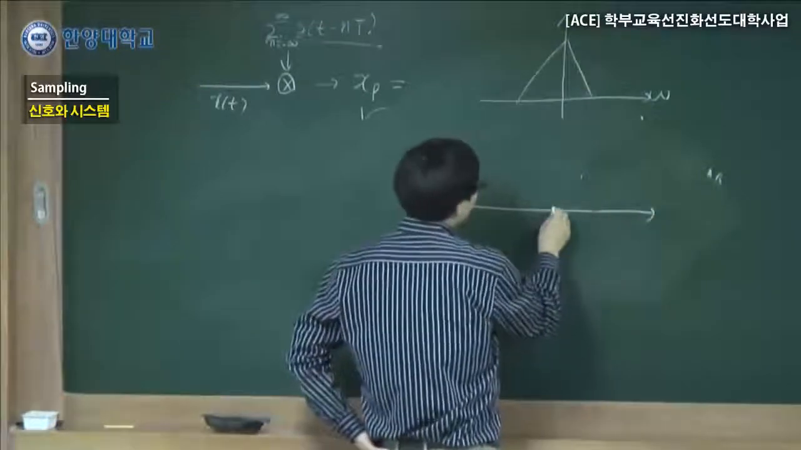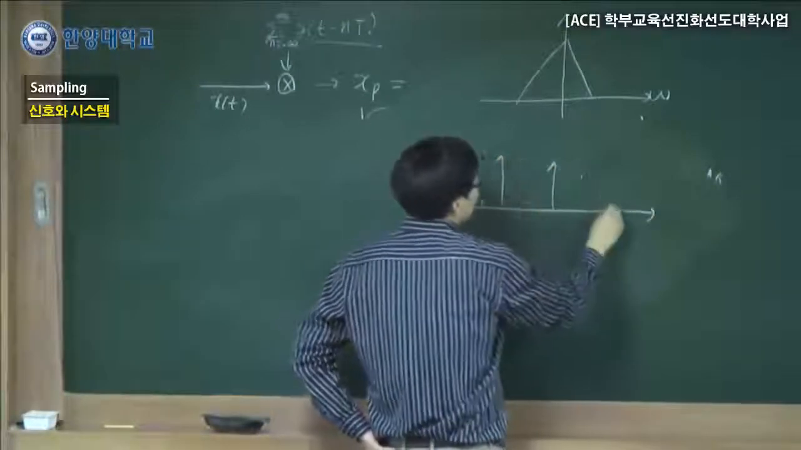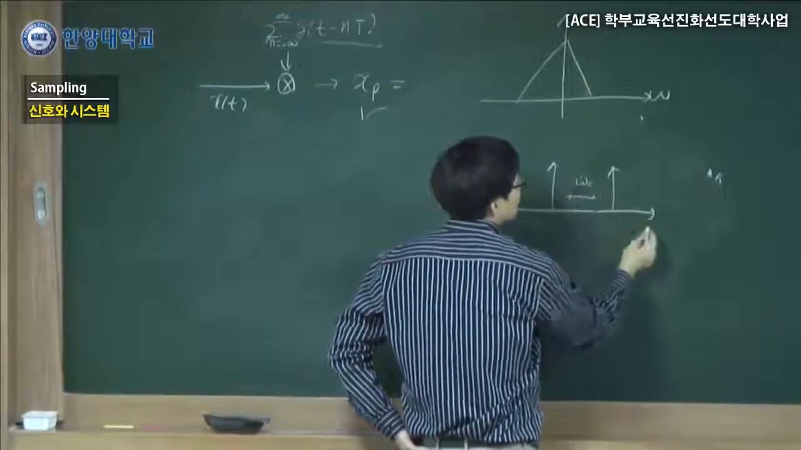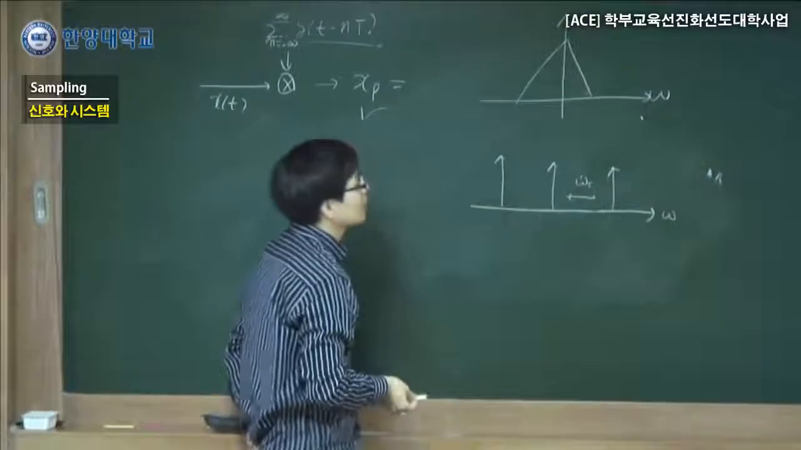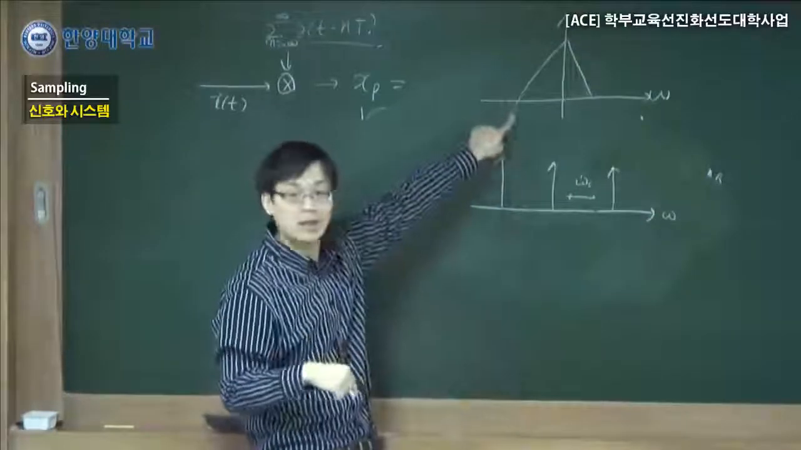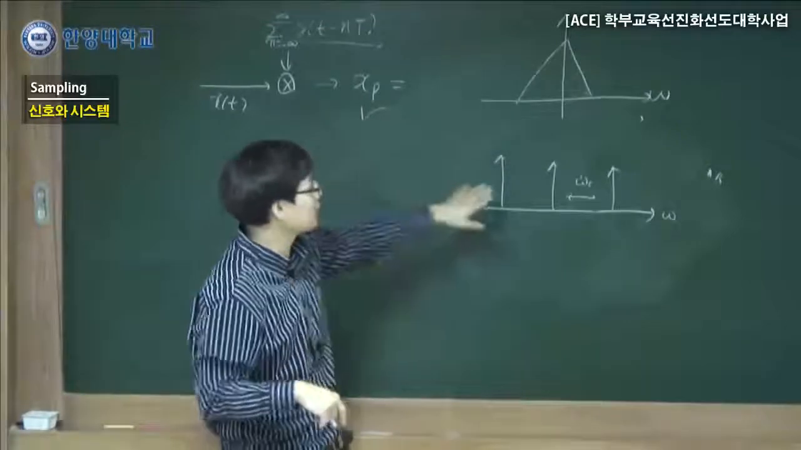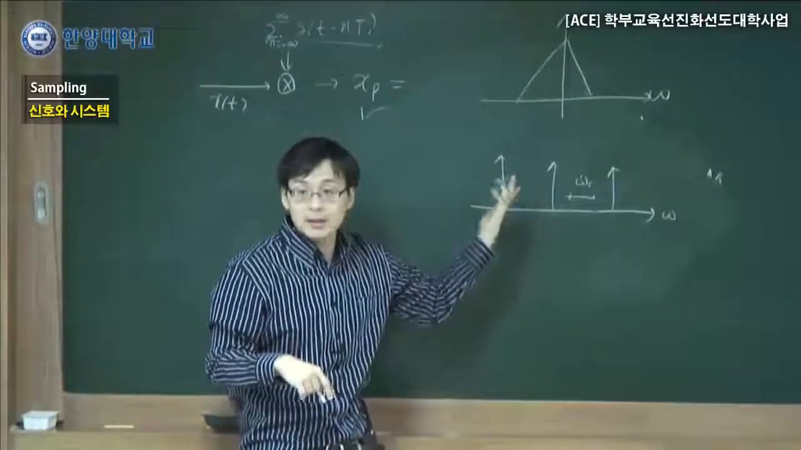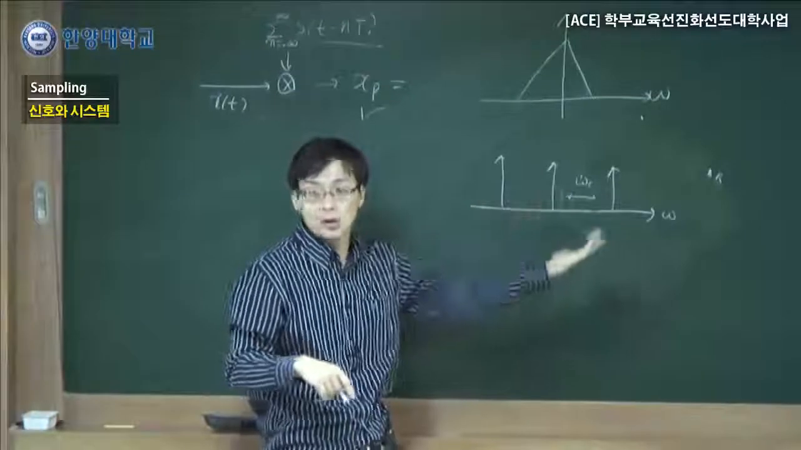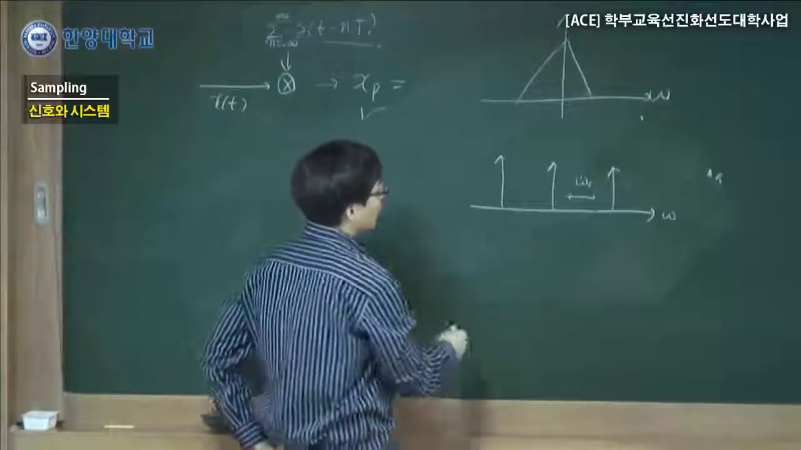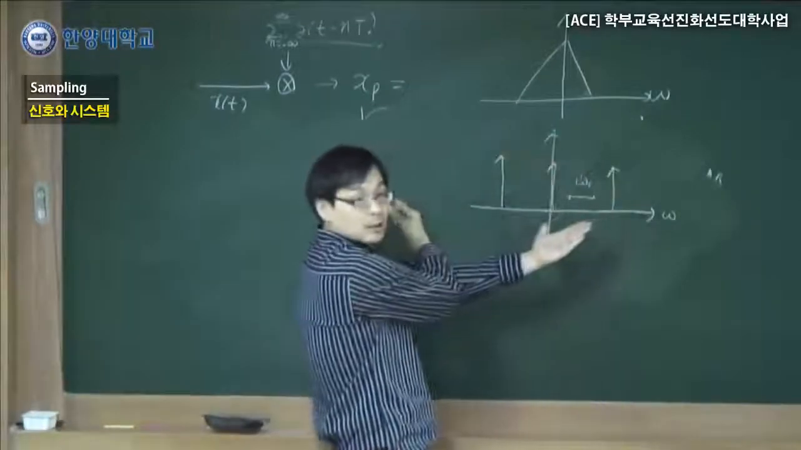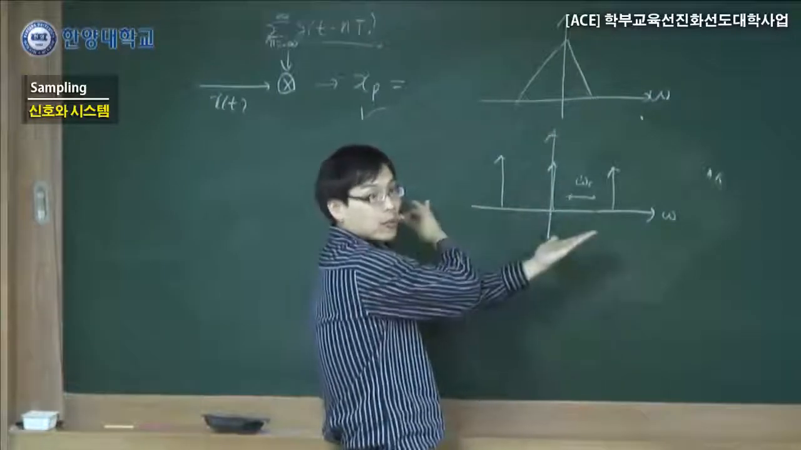If you have an impulse train spaced by omega s in frequency, when you do the convolution, remember, we pick one of them, just leave it like that, and then the other one, flip it and begin to sweep from low value to large value. If they are symmetric, it doesn't matter whether you sweep or reverse it.